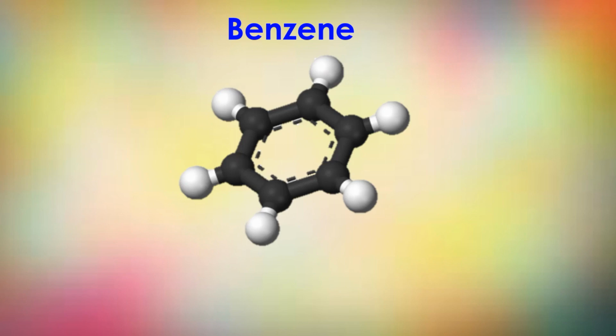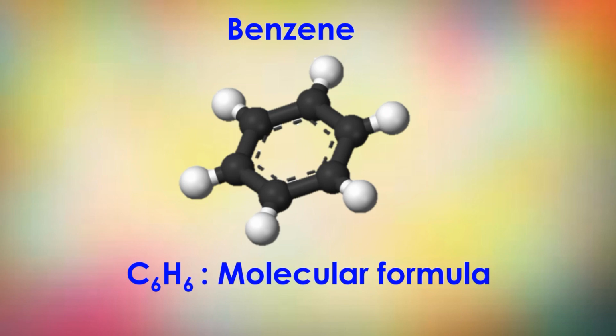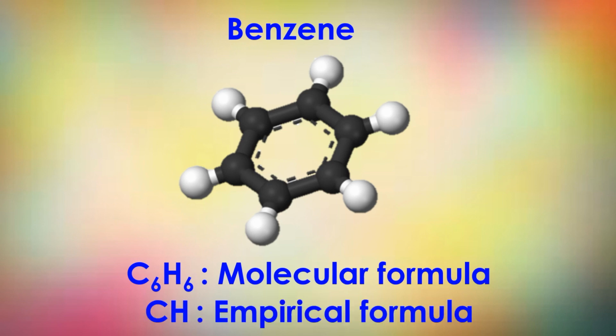Similarly, consider benzene, C6H6. Both the number of carbons and the number of hydrogens can be divided by 6. So the empirical formula is CH. The empirical formula tells us that the ratio of carbon to hydrogen is 1:1. There is 1 hydrogen atom for every C atom.